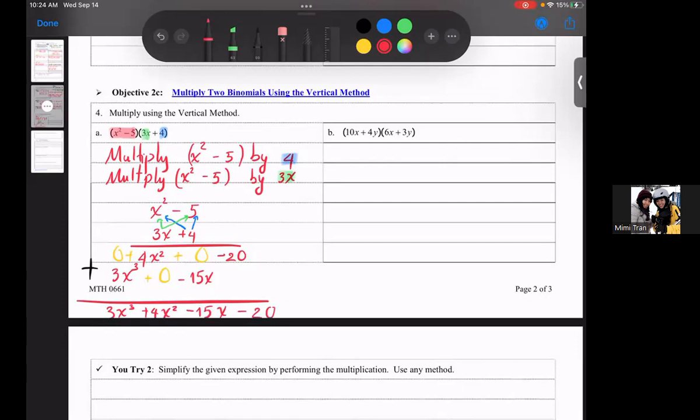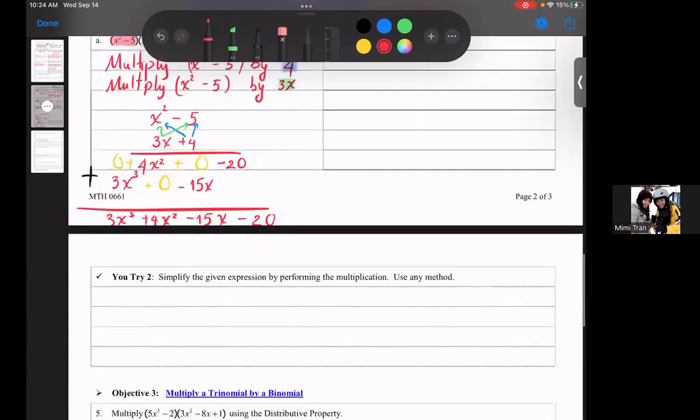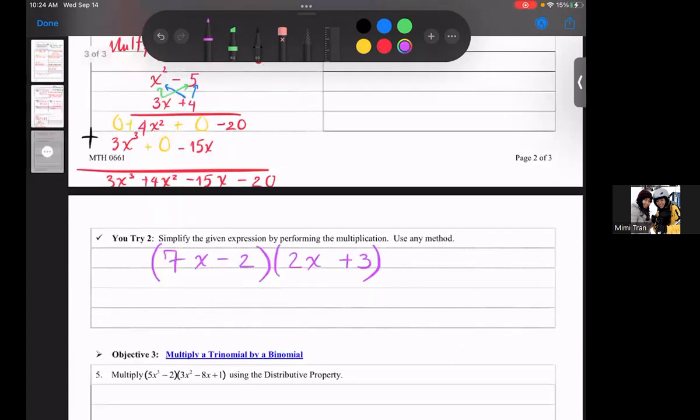I'm not going to do B because they're not requiring you to do it. Okay, you try. I suggest you do FOIL: 7x minus 2 times 2x plus 3. When you're done, you can leave.